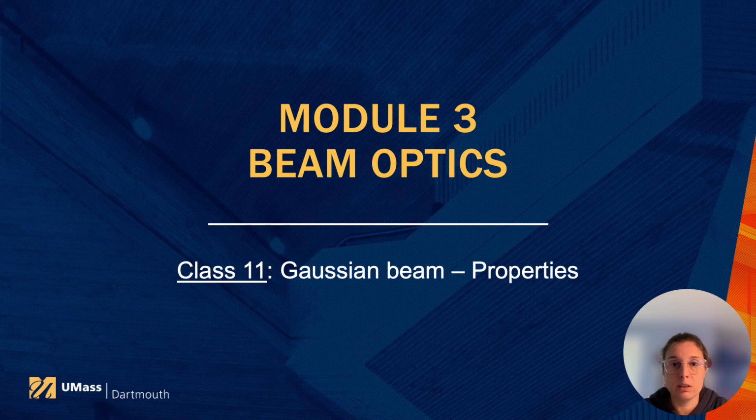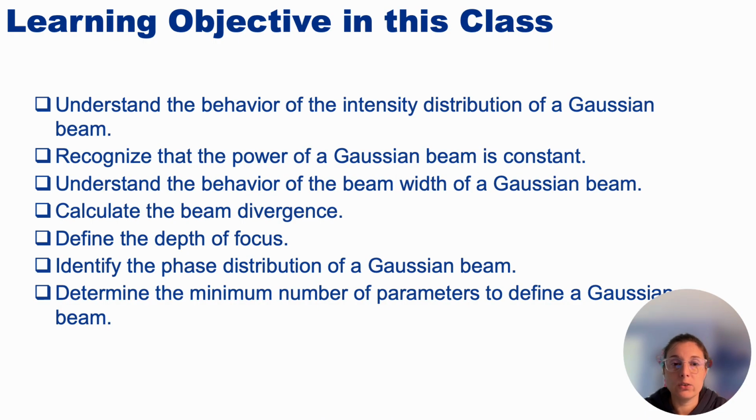In this class, the learning objective is to understand a little more about the features and behavior of Gaussian beams. We're going to see the behavior of the intensity distribution, and that the power of the Gaussian beam is always constant. We're going to talk a little more about the behavior of the beam width, how we define the depth of focus, what the beam divergence is, and then we're going to discuss the phase of the Gaussian beam and the Gouy effect. And finally, we're going to see that we need some additional parameters to define a Gaussian beam when we compare it with a plane or a spherical wavefront.